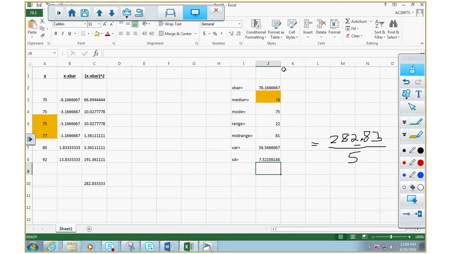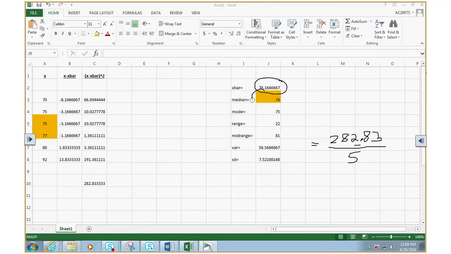Now, 3 things I want you to look at. The mean, median, and the what? Okay. The mean is 78. The mid-range is 81. Fairly close. A little bit off. It's a little bit down. It's below the mid-range. So that means you got some lower numbers pulling your data down.